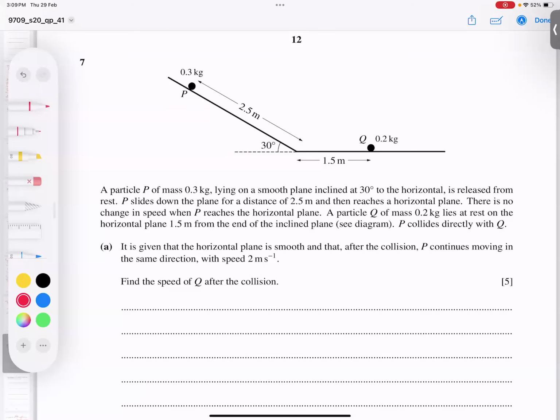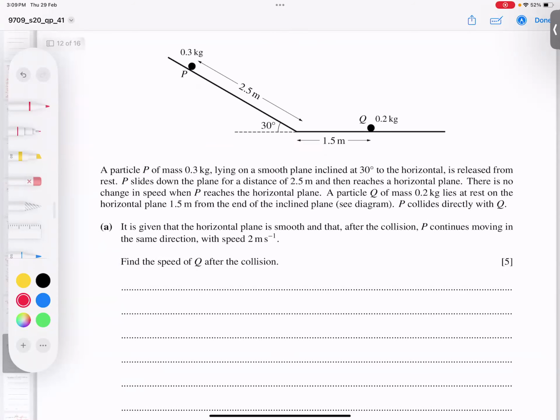Bismillahirrahmanirrahim. This is a June 2020 41 variant, question number 7, and the topic is linear momentum. Some parts are a combination of kinematics plus Newton's law. So have a look here, students. First part is what he says.